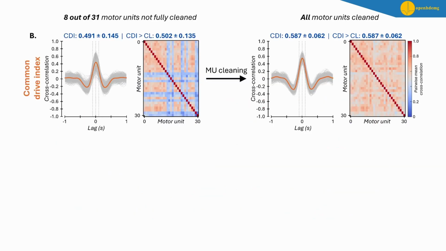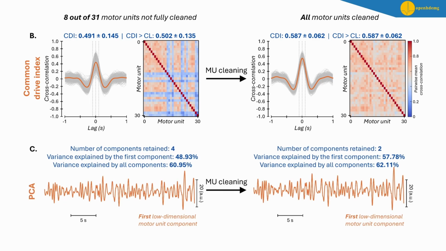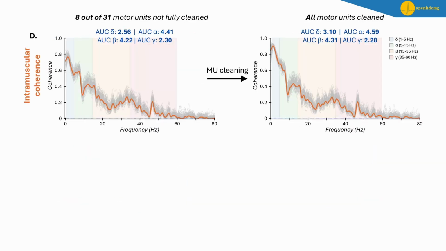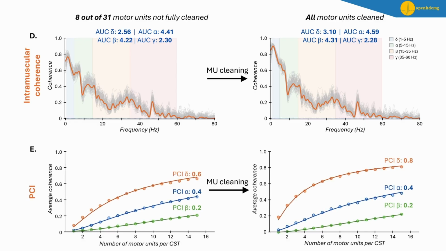And then, just to briefly show, on the left we have the not fully cleaned, and on the right the cleaned. You see that just the fact that 8 of the 31 were not fully cleaned can affect quite a lot the common drive index, which increased, and also the number of components retained decreased from 4 to 2, and the variability that this component explains increased quite a lot, almost 20%. And the same we can observe for the coherence, that particularly in delta band was below 0.8 and passed to higher than 0.8, and the same for PCI.